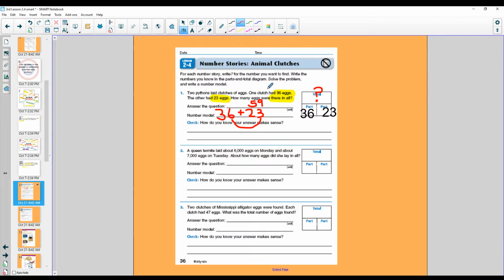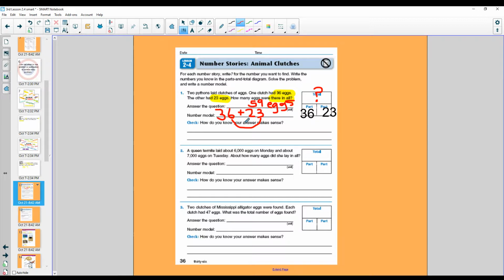All right, what is my unit? Let's look back up here. What were we talking about? Were we talking about cars? No. Were we talking about actual pythons? No, we were talking about eggs. So our unit is eggs. We always want to make sure we have a unit if it asks for it.